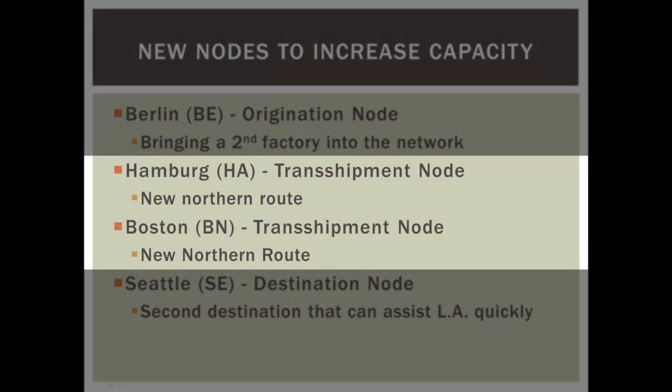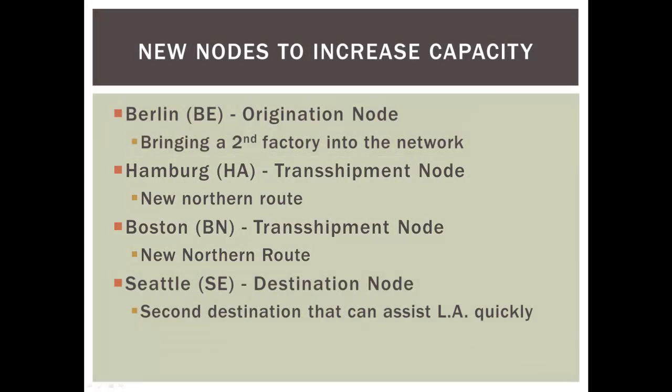Now to facilitate that new route, we also added two transshipment nodes. The first one is in Hamburg and the second is in Boston. And when we add those four new nodes, this is what our network now looks like.